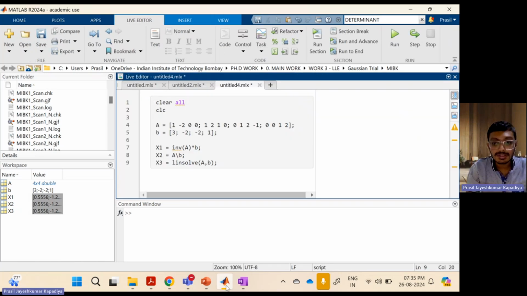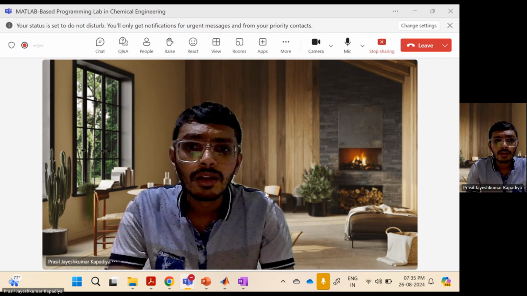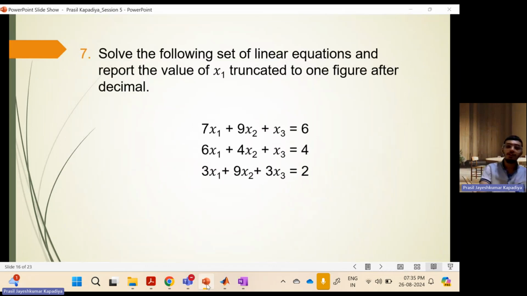So our seventh question: solve the following set of linear equations and report the value of x1 truncated to one figure after decimal. These are the equations: 7x1 plus 9x2 plus x3 is equal to 6. 6x1 plus 4x2 plus x3 is equal to 4. 3x1 plus 9x2 plus 3x3 is equal to 2.